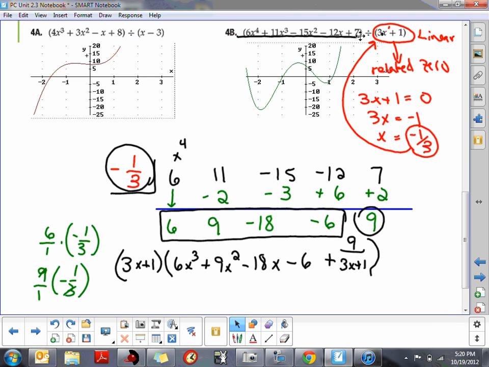That is synthetic division at its finest. It's fast, it's efficient. It's a much better alternative to long division. And once you get that system down, dividing by linear terms is fairly simple.